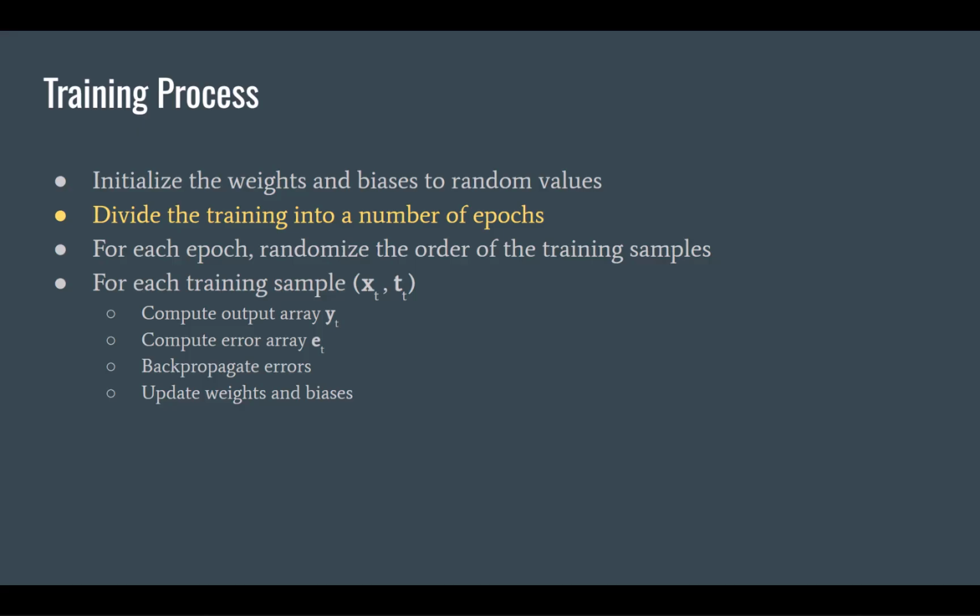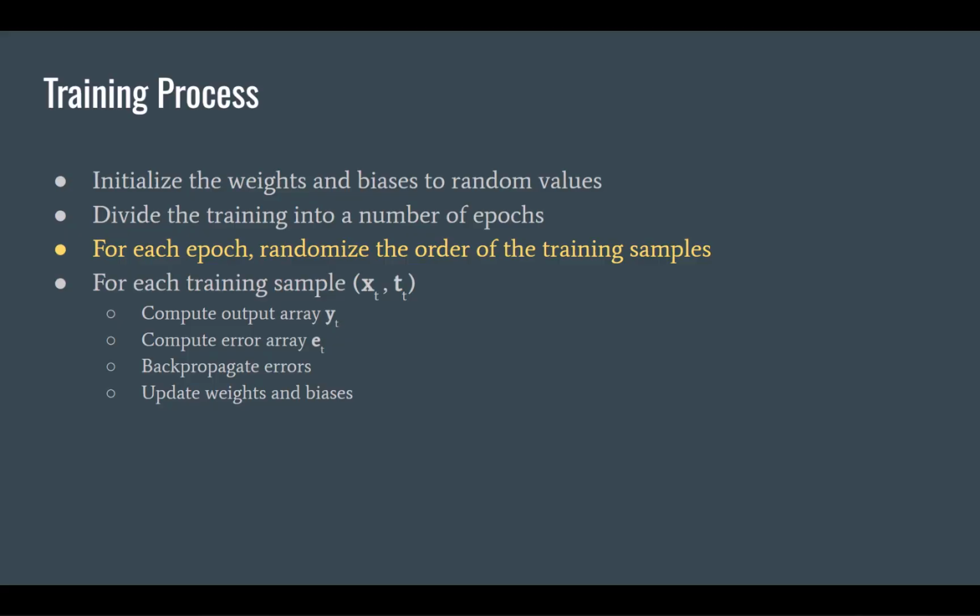The training is divided into a number of iterations called epochs. The weights and biases are not reinitialized for each epoch. They are taken at the values at which the previous epoch was completed as their starting point.